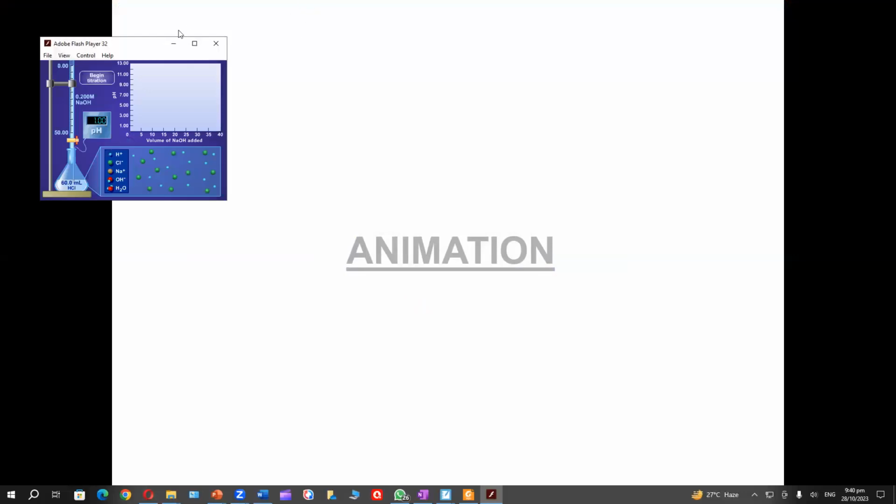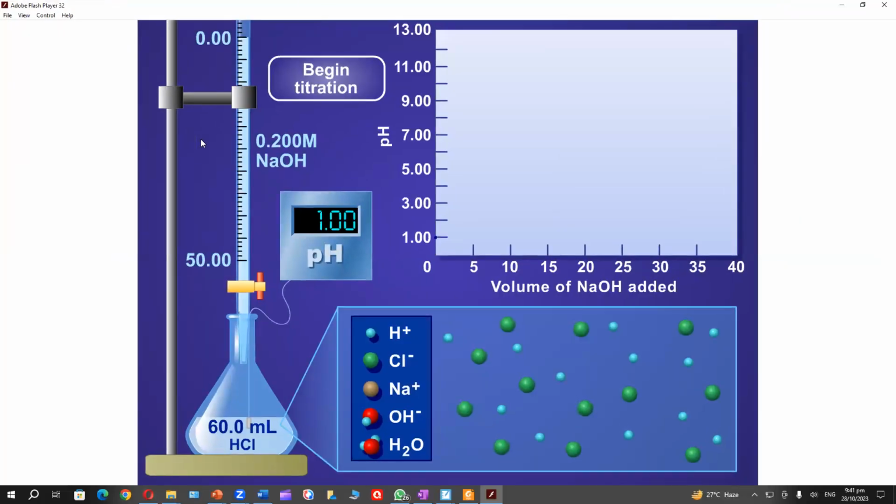In a titration experiment, a solution of accurately known concentration, called a standard solution, is gradually added to another solution of unknown concentration until the chemical reaction between the two solutions is complete. Let's consider the titration of an unknown concentration of a hydrochloric acid, HCl, solution with 0.20 molar sodium hydroxide, NaOH. Click on the button to begin the titration.